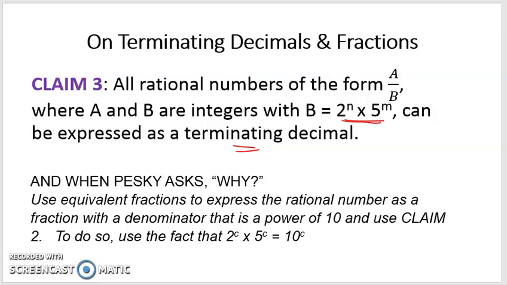Pesky is that student in our class that always asks why. Well, let's delve into this just a little bit. When Pesky asked why, what's special about those 2's and 5's? Here's what you can say.